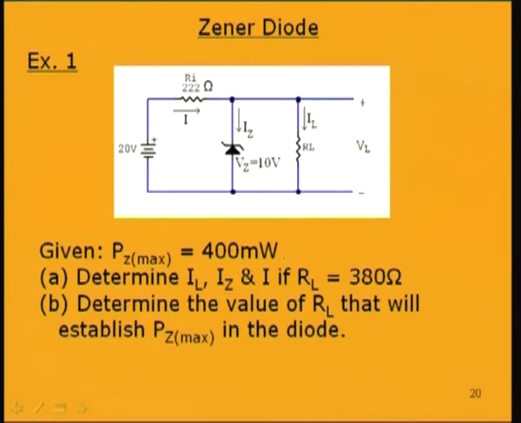In order to solve these two problems, in the first part you have to find out the currents IL, Iz and I. Before finding out the currents, we must first ensure whether the Zener diode is turned on or not. That is, whether breakdown is occurring in this Zener diode or not, that has to be found out. For that we will find the open circuited voltage across this Zener diode, Thevenin's voltage, which is 20 volt into RL by RL plus Ri.